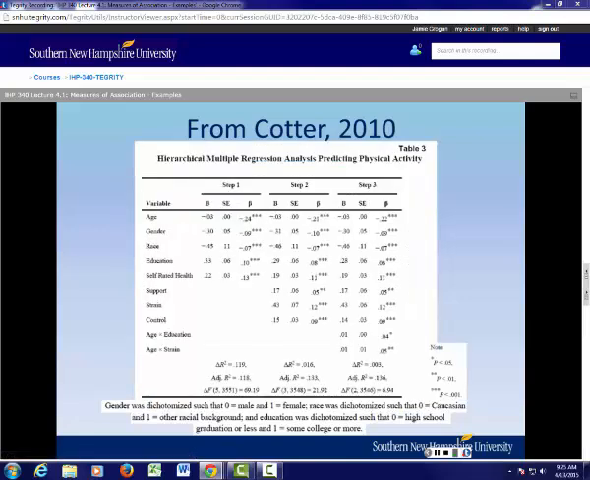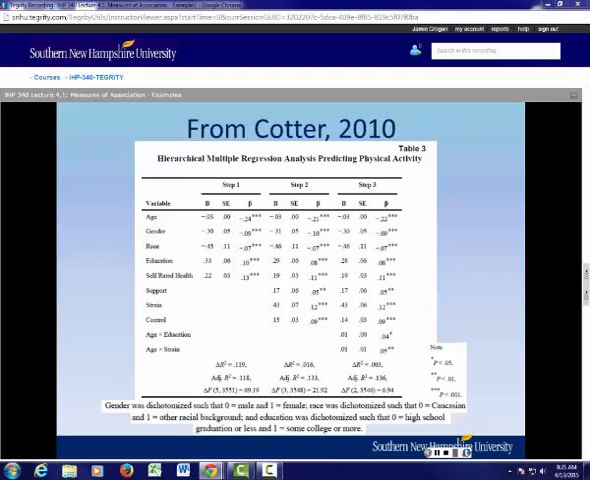Also from Cotter, this is a table of multiple regression analyses. What they did is they call this hierarchical. Another word for this is stepwise. Earlier I talked about the fact that you can add and subtract regressions. A lot of times researchers will build their regressions where they have a certain number of variables in the equation, and then they add some more and watch how r squared changes. Then they add some more and watch how r squared changes. That's exactly what they did here, except they did them in 3 steps. Step 1, step 2, step 3, and that's how it's labeled across the top.